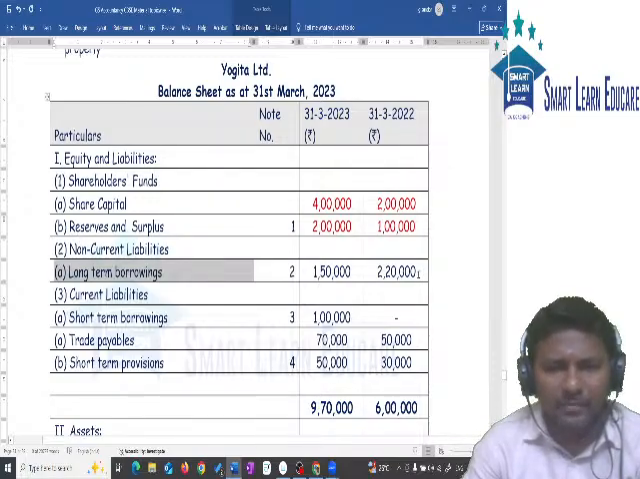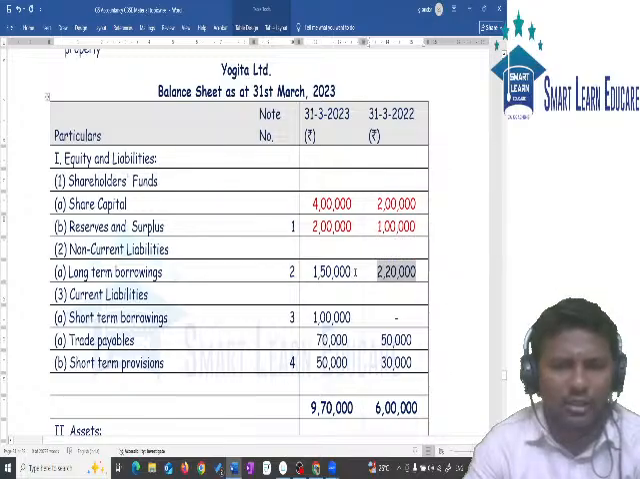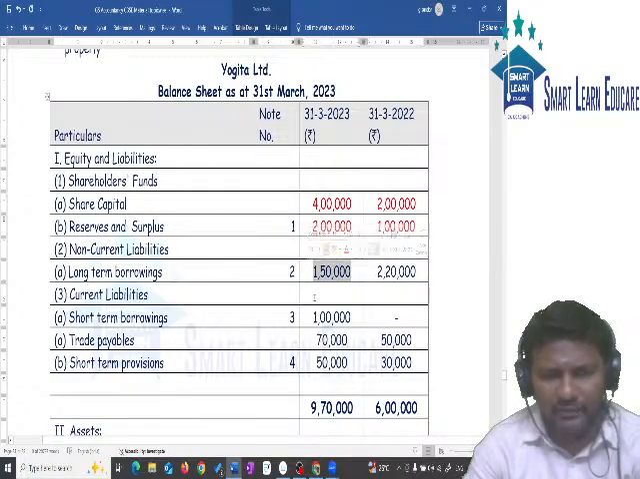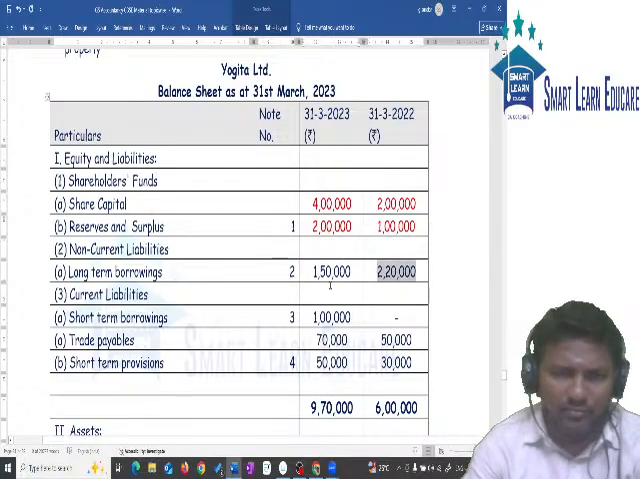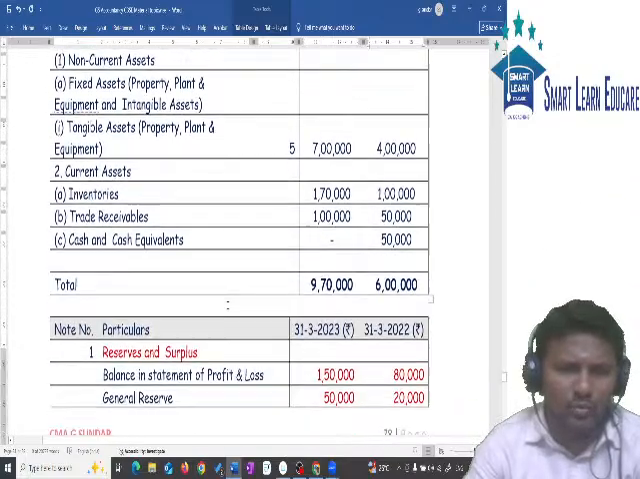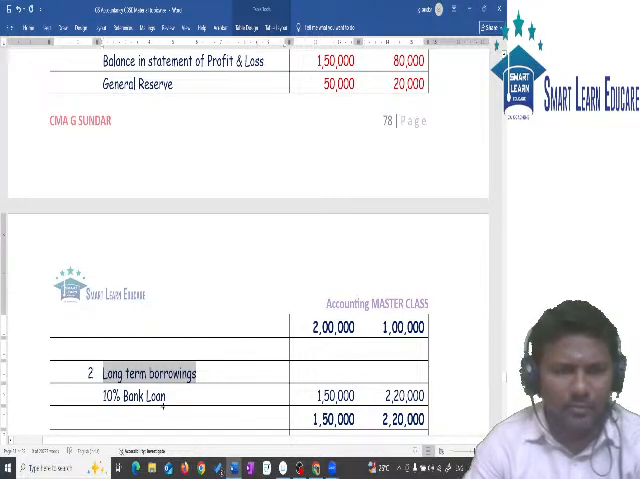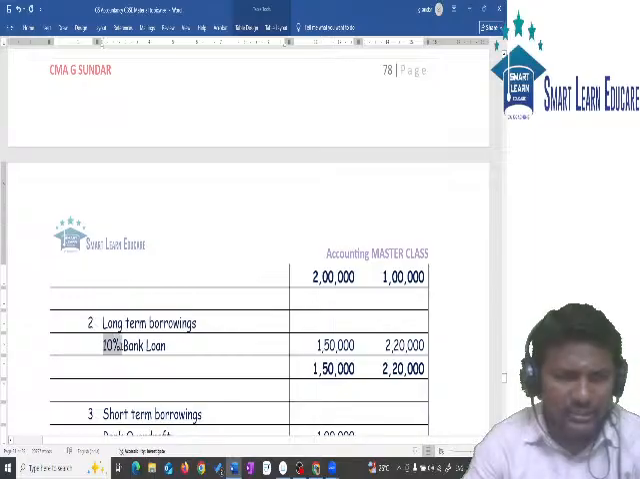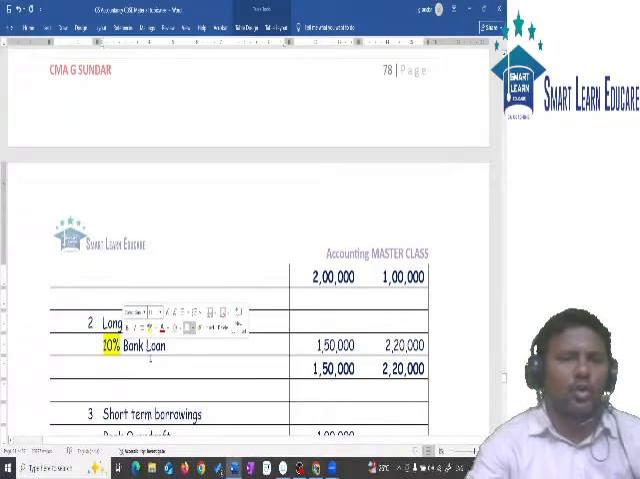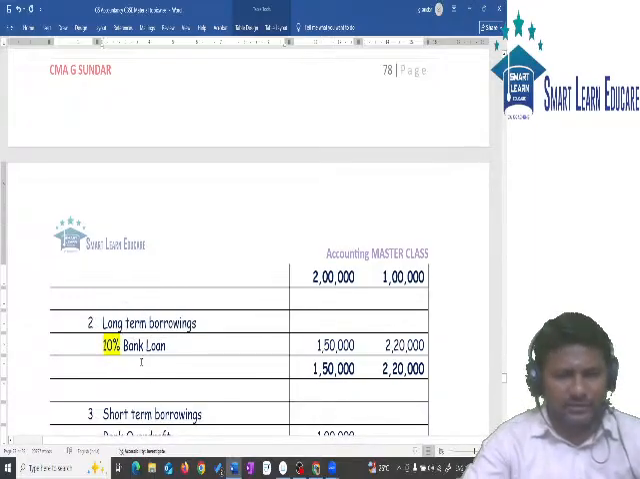We have opening balance 2 lakh 20, closing balance 1 lakh 50. For the opening balance of loan, we will go to working note 2. Long term borrowing, we have 10% rate of interest given. What is the rate of interest of the loan? Loan rate of interest is 10%.